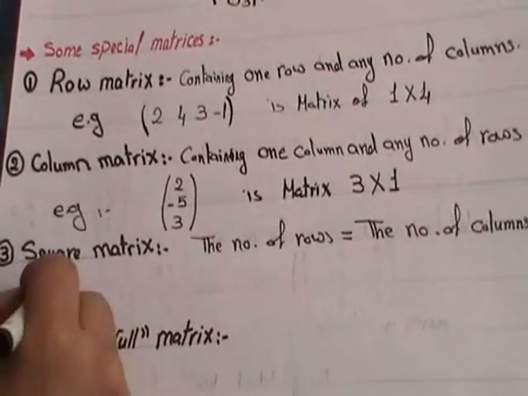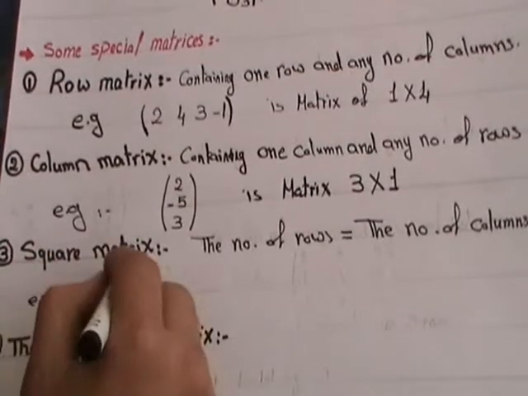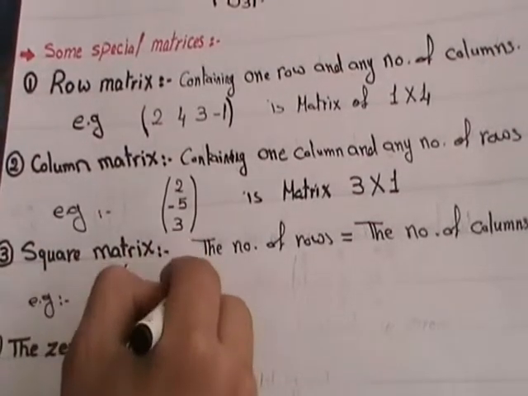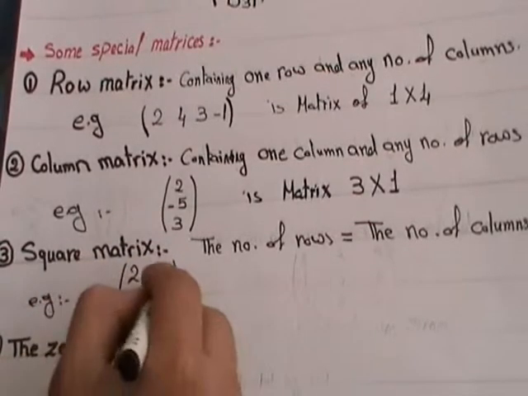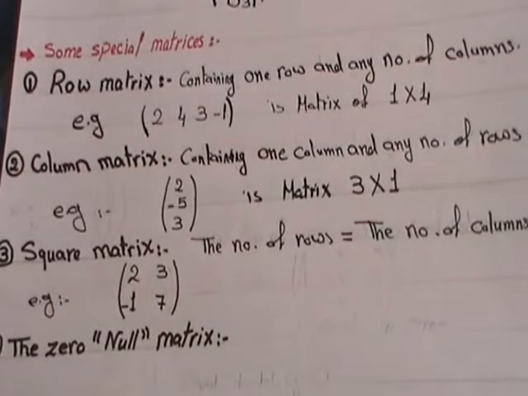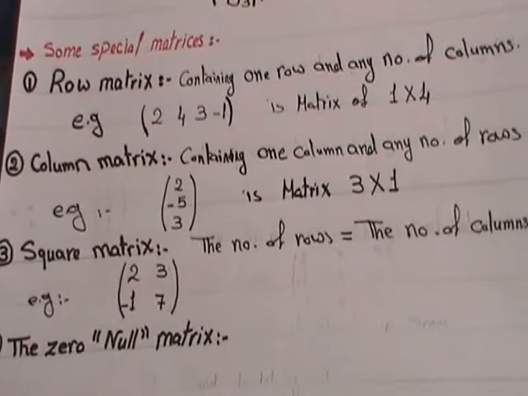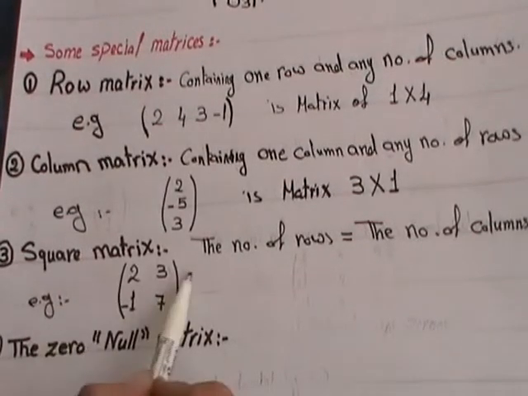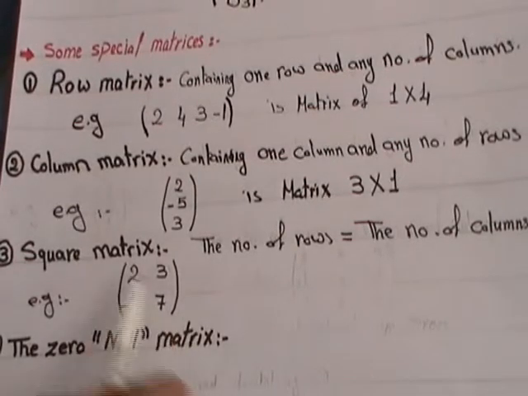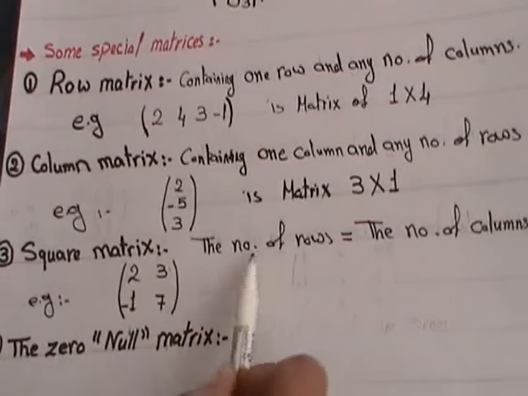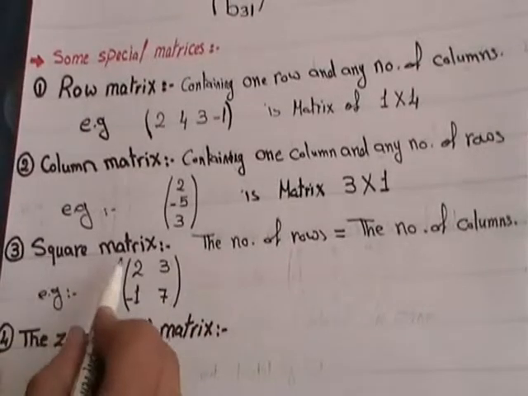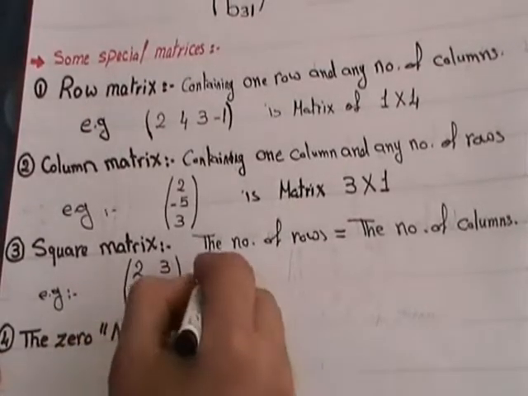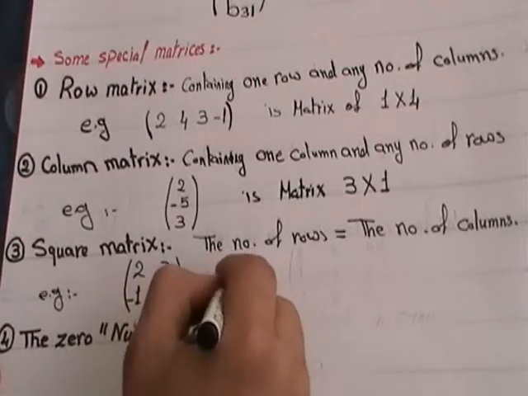I need an example. We have here the matrix which contains 2, 3, negative 1, and 7. This matrix is called the square matrix. Why? We have here how many rows? We have 1, 2. How many columns? Also 1, 2. The number of rows equals the number of columns. So this is called a square matrix, and its order is 2 times 2.